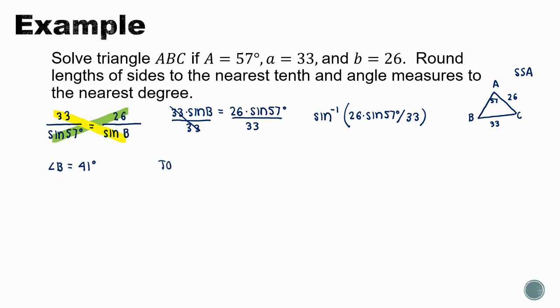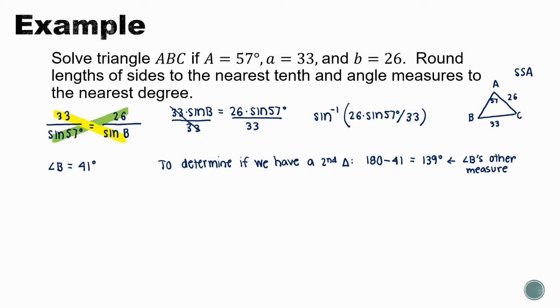So to determine if we have a second triangle, I'm going to do 180 minus 41, and that gives me 139 degrees. So that is potentially the other measure for angle B. Okay, but the original angle that was given to us was a 57 degree angle.